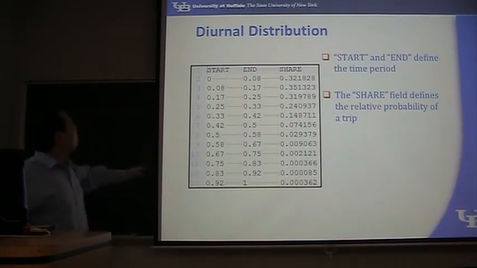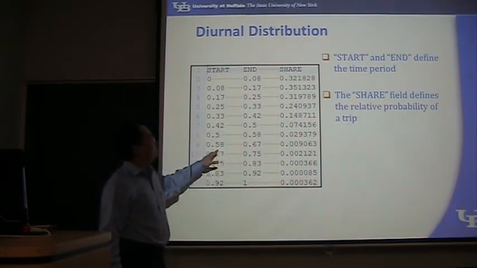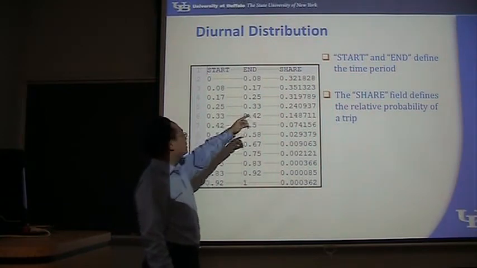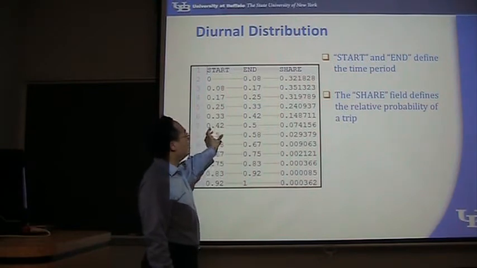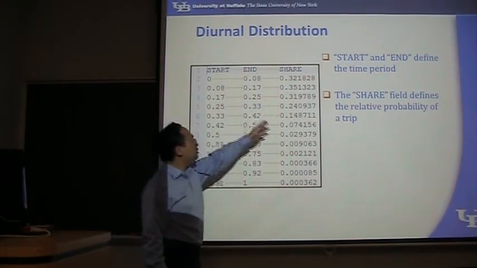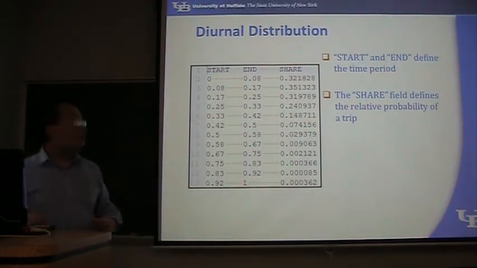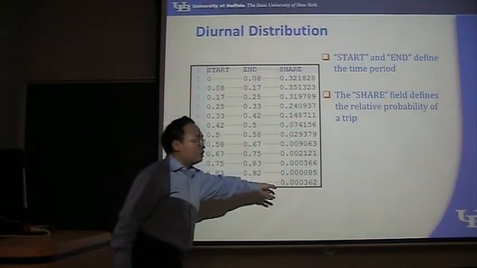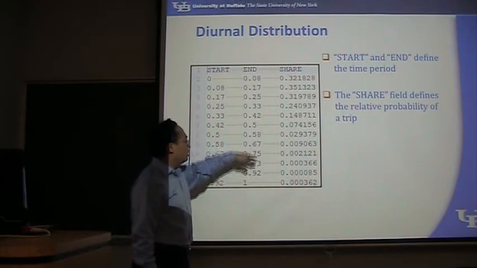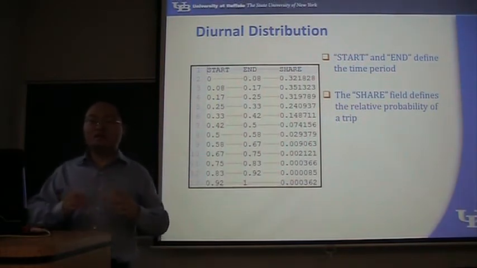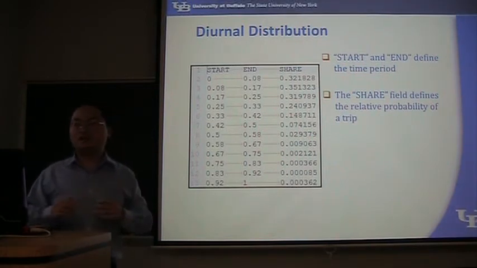This is the table called the time distribution that you may have already viewed. In this table, we have three fields. The first field is called start, the second field is called end, and these two fields define a time period. The last field is share, which defines the relative probability. When ConvertTrips is run, this field will be normalized. So this table stands for a PDF, a probability distribution function.